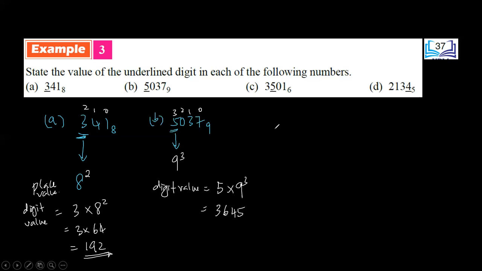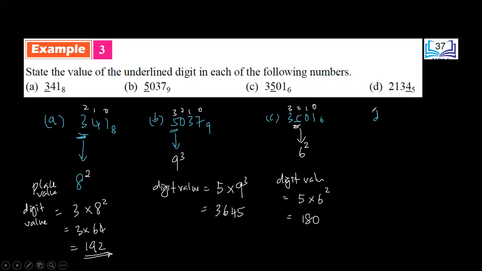Okay, the next one, C. 3501 base 6. We look for 5. And again, start from the back, write 0, 1, 2, 3 on top of the digits. You can write it in pencil. The place value is 6 to the power 2. Then the digit value is the digit multiplied by the place value. After that you get 180.